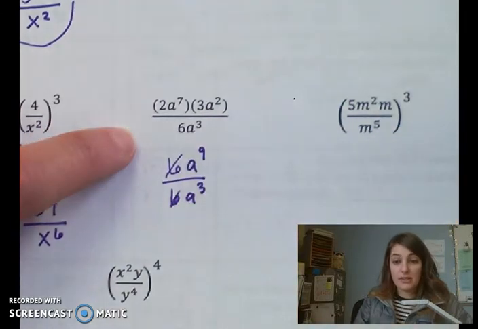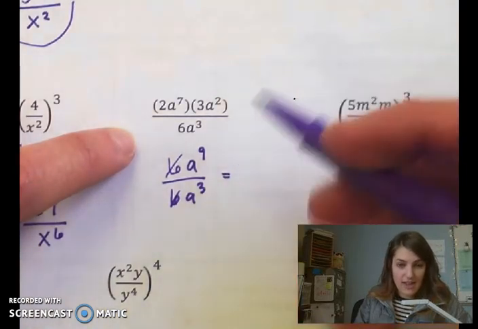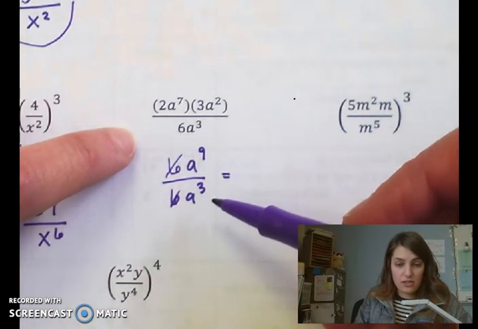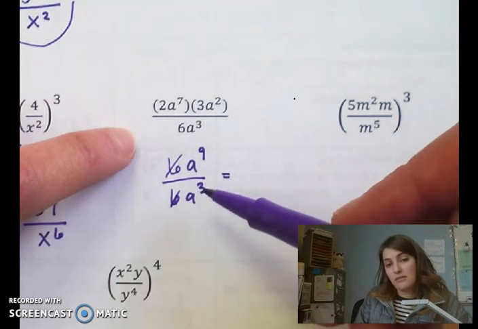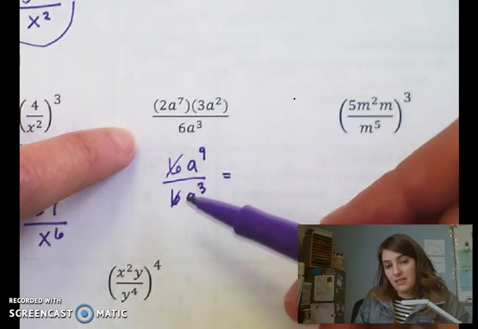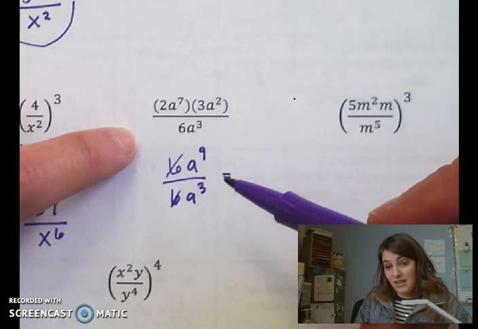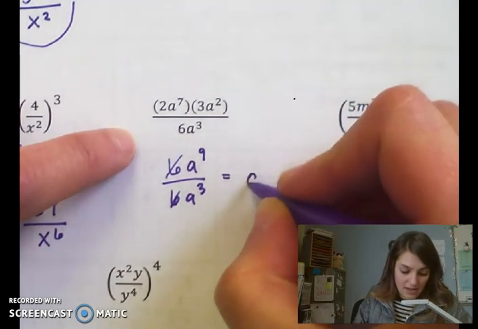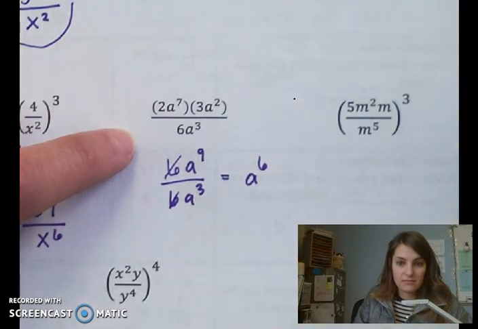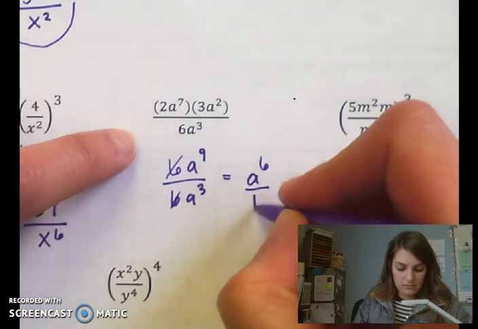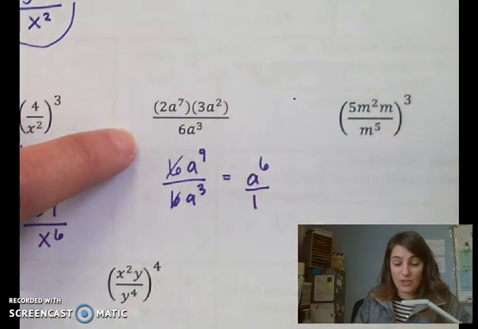Those cancel out completely and make 1 because you're dividing them. And then we have a to the 9th and a cubed. So 3 powers cancel, and that leaves 6 powers of a in the top. So a to the 6th over 1, or just a to the 6th.